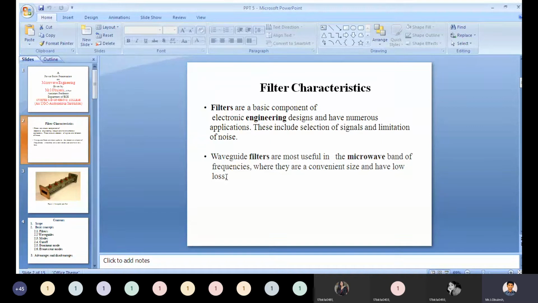Waveguides are hollow metal conduits inside which an electromagnetic wave may be transmitted. Filters are devices used to allow signals at some frequencies to pass, which is the pass band, while others are rejected. Rejected is nothing but the stop band.